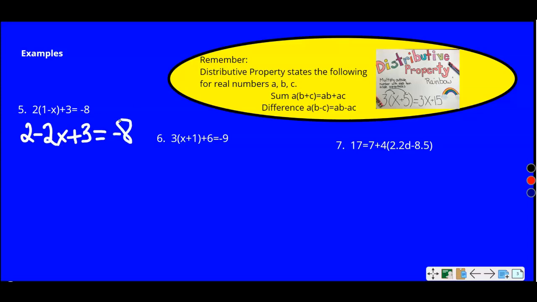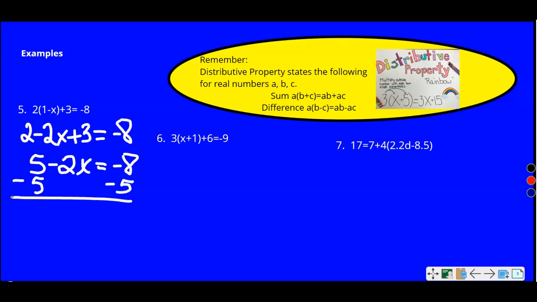All right, so our 2 and our 3 do not have variables, but they're on the same side, so we can combine them. Combine like terms. 2 and 3 make 5, minus 2x equals negative 8. Now it looks like the equations from the last page, so just subtract 5. That's a positive 5, so I'm going to subtract 5 to get rid of it. So I'm going to be left with 2x equals negative 8 minus 5 would be negative 13. Divide by negative 2.